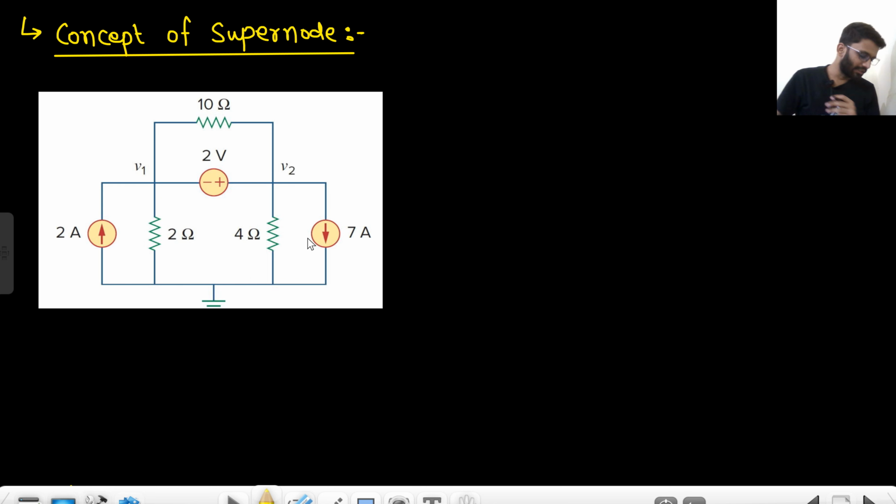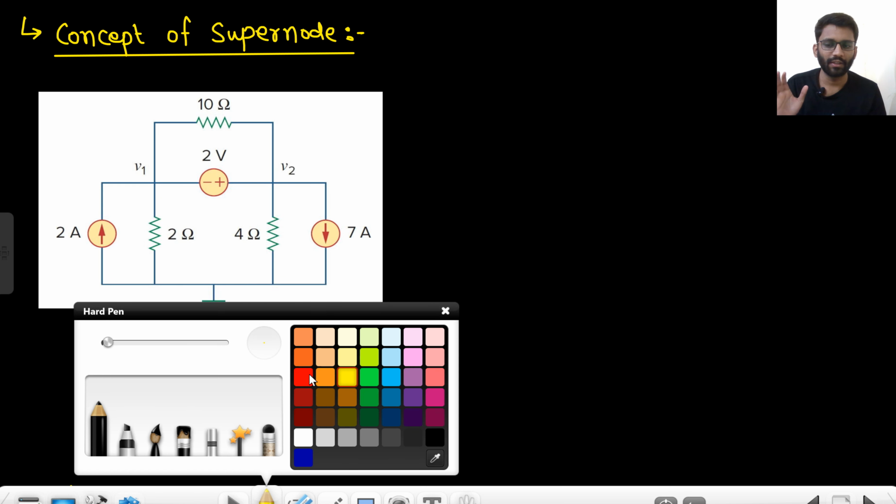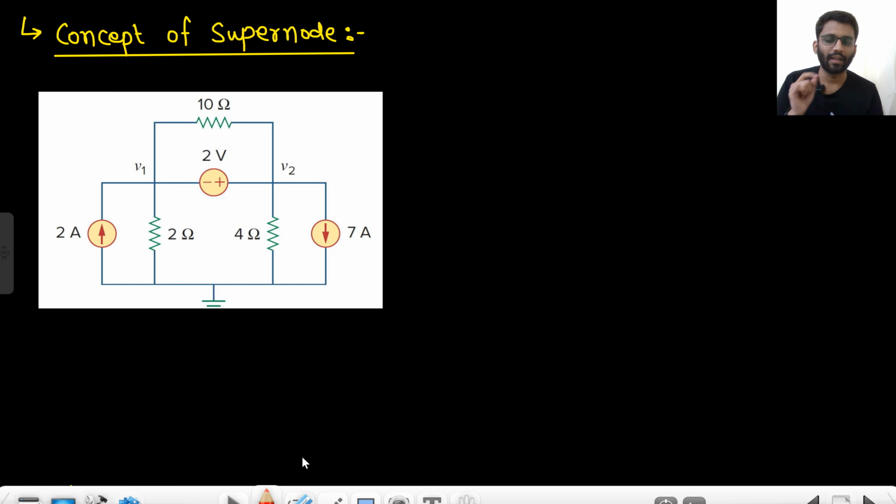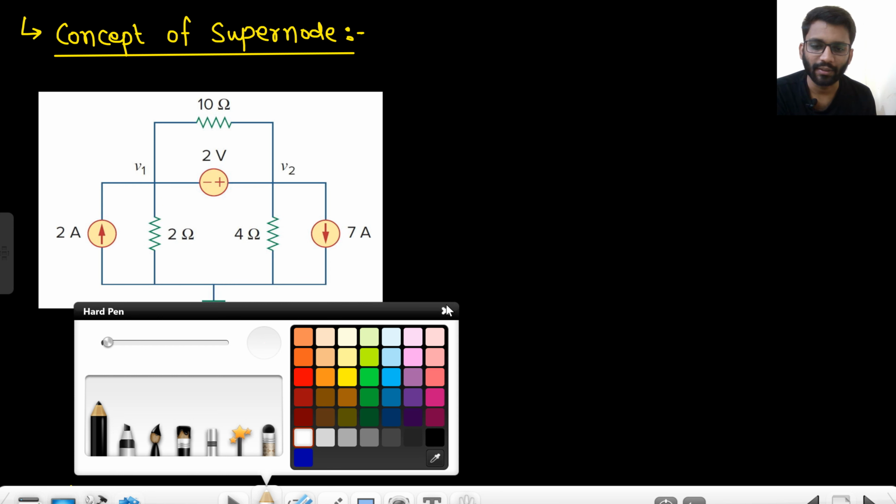Let's see this concept, the concept of supernode. You don't need to consider it as a different concept. It is not a different concept. It is simply whatever we have studied. That's the same thing only. We are not thinking we are applying supernode or anything like that. We are just solving the problem. So how will you solve this problem? Applying the node analysis. So let's solve this problem applying the nodal analysis.